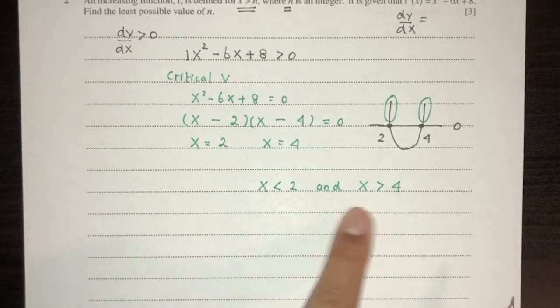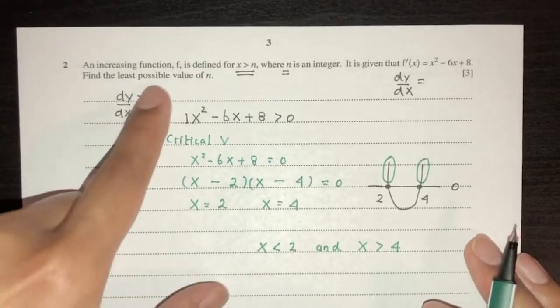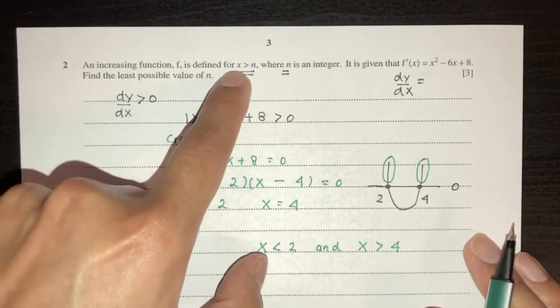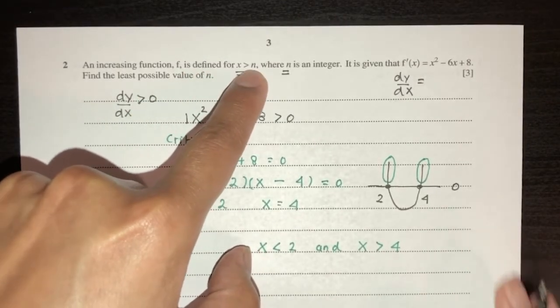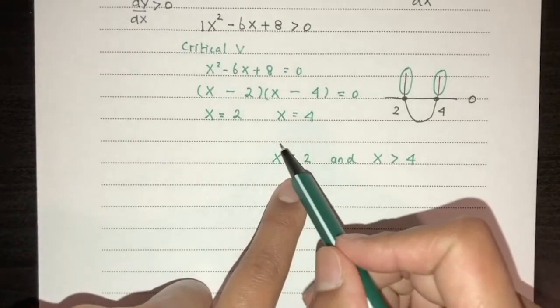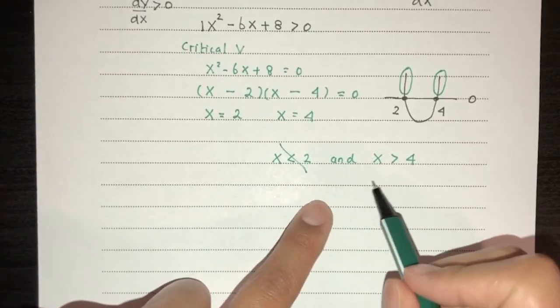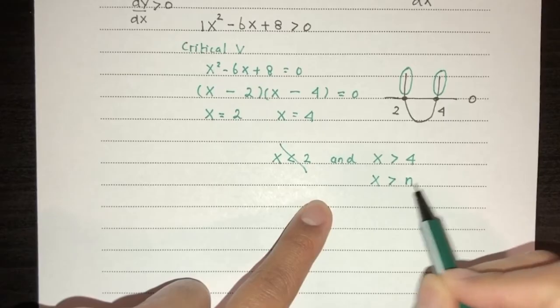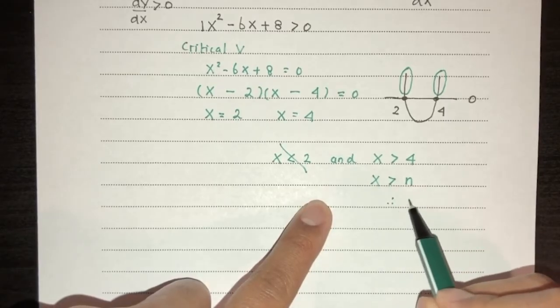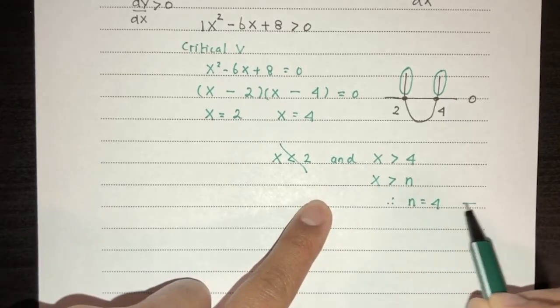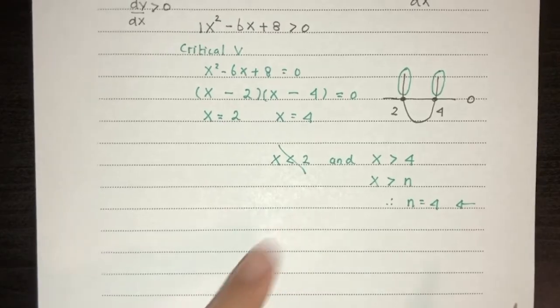But now we have to choose between them, because as you can see, the function is only defined for x more than something, right? So less than will be rejected. We only have to look at this one. x is more than something, and that something has to be the value of 4. And that will be your question number 2.